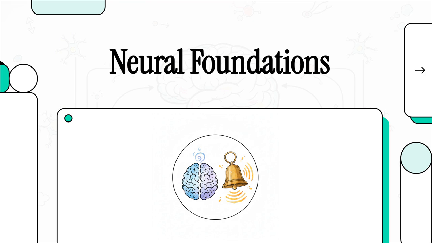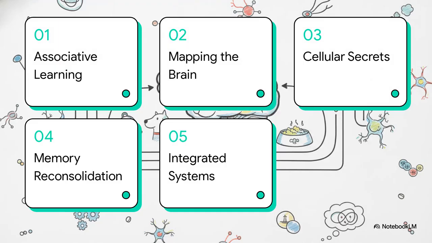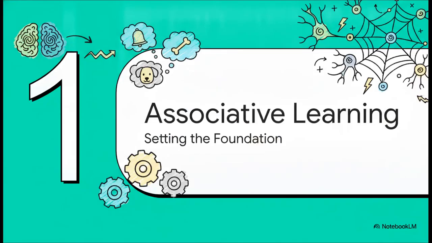Let's get into it. Here is our roadmap for today. We'll quickly cover the basics of associative learning, mapping the brain, cellular secrets, memory reconsolidation, and finally, integrated systems in action. Starting with Section 1, the basics of associative learning, setting the foundation.